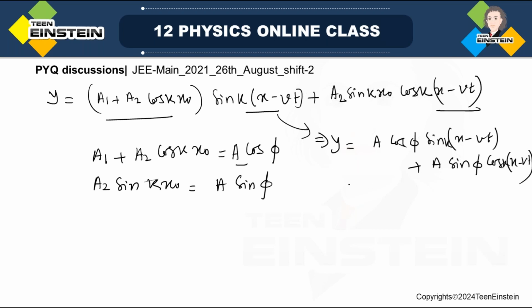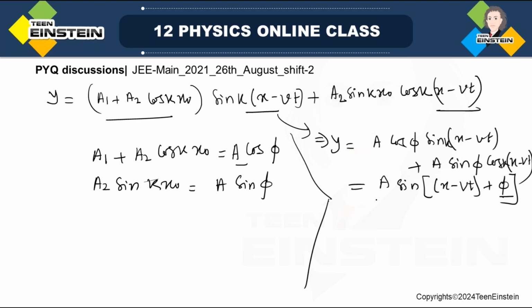A is the amplitude. Then see, I have got now the whole displacement to be A sine of a plus b. So a plus b means k(x minus vt) is a and phi is b. So this is my whole resultant displacement. But now we have to find out what is this phi and what is this A.